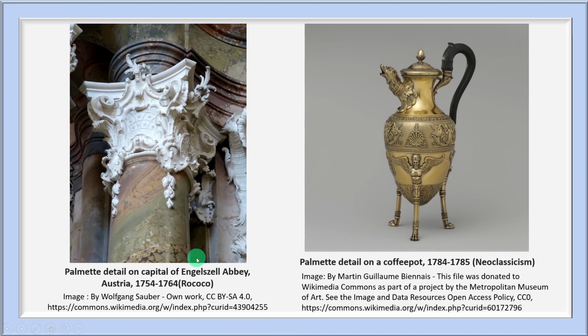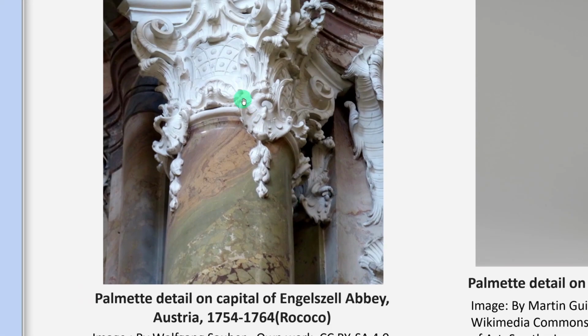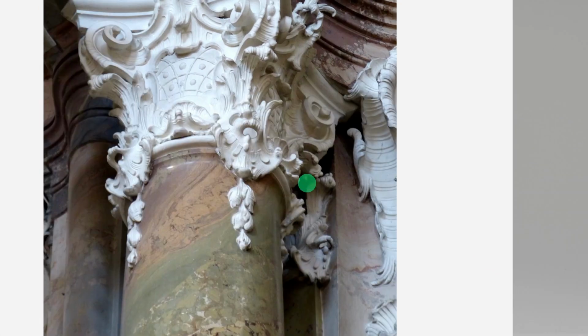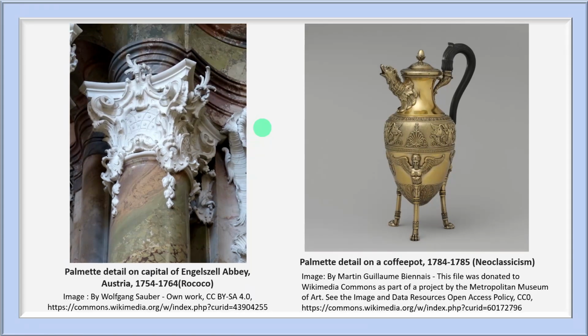This is a work from the Rococo period, Palmette detail on the capital of Angelsel Abbey. This is in Austria. Here you can see the Palmettes. Now Rococo was a late Baroque style. The word comes from rocaille. Rocaille was an exuberant decorative style during the reign of Louis XV of France. And the characteristics are curves and counter curves, undulations that are modeled on nature.